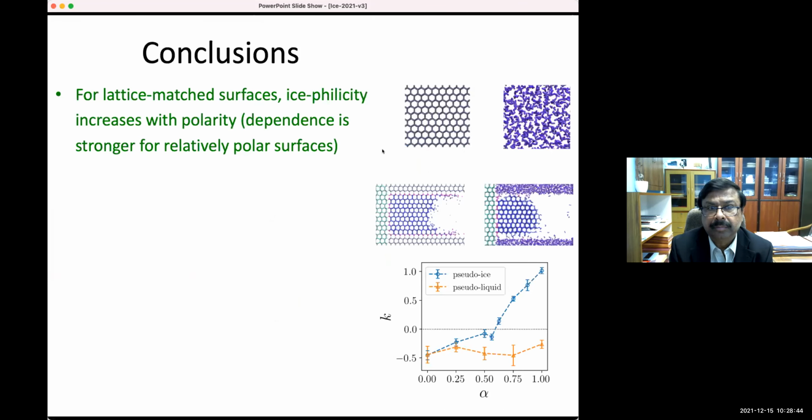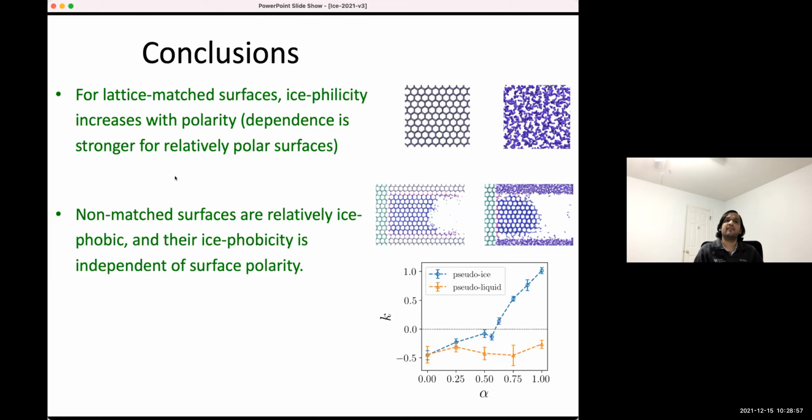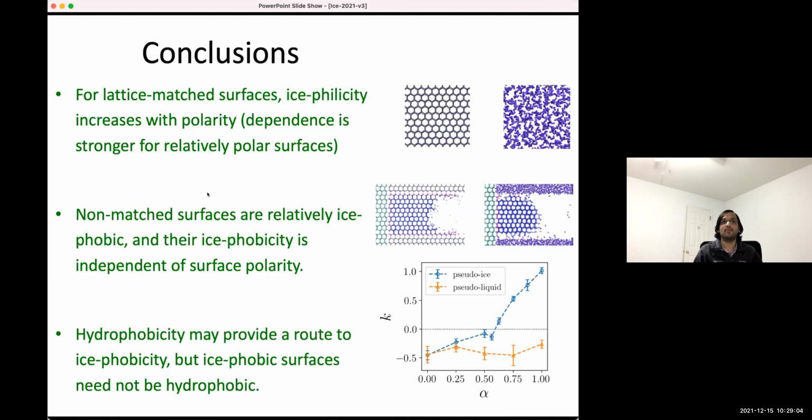So with that, I'd like to conclude. What we observed is that for lattice matched surfaces, their icephilicity tends to increase with polarity, and the dependence is strongest for relatively polar surfaces. Whereas the non-matched surfaces are quite icephobic, and their icephobicity seems to be independent of polarity. Right? And so hydrophobicity may provide a route to icephobicity, but icephobic surfaces need not be hydrophobic. They can be hydrophilic and non-lattice matched.